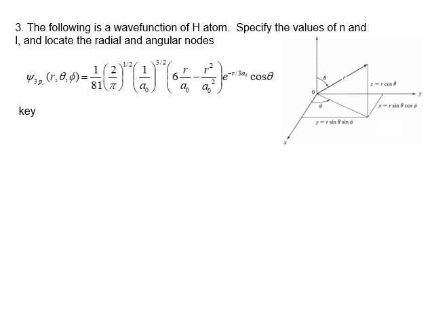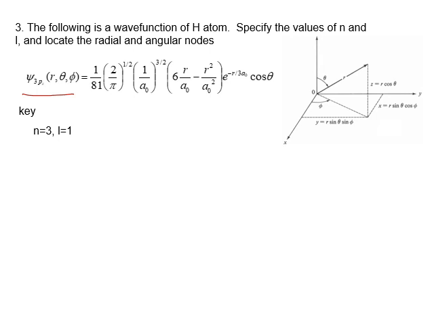Question number 3. The following is a wave function of hydrogen atom. Specify the values of n and l. We look at the symbol psi 3pz. 3 means principal quantum number is 3. p means angular momentum quantum number is 1. So n equals 3, l equals 1.